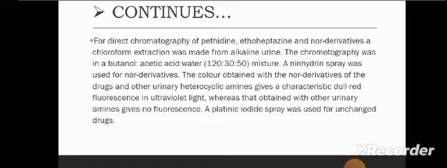The color obtained with the NOR derivatives of the drugs and other urinary heterocyclic amines gives a characteristic dull red fluorescence in ultraviolet light, whereas that obtained with the other urinary amines gives no fluorescence. A platinic iodide spray was used for unchanged drugs.